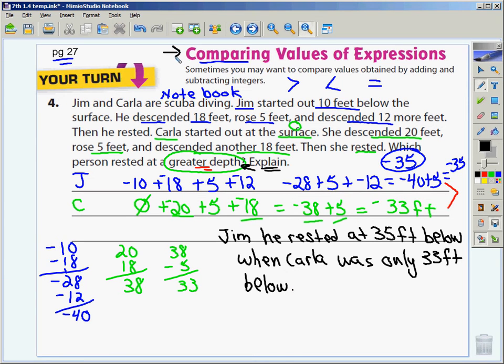Again, remember when you're comparing, you're probably going to end up writing two or more expressions. When you're comparing, you're looking at something that's either greater, which was what I was looking for here, less than, or equal to mathematically. That's what we're talking about when we ask you to compare.